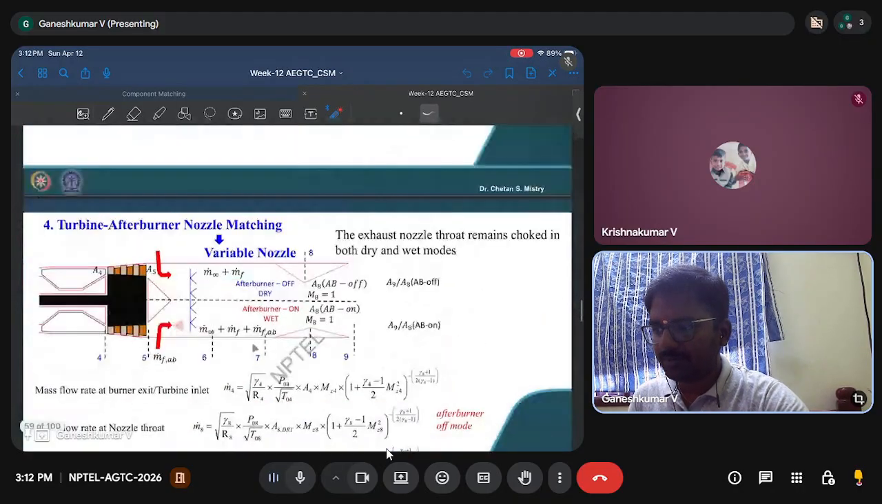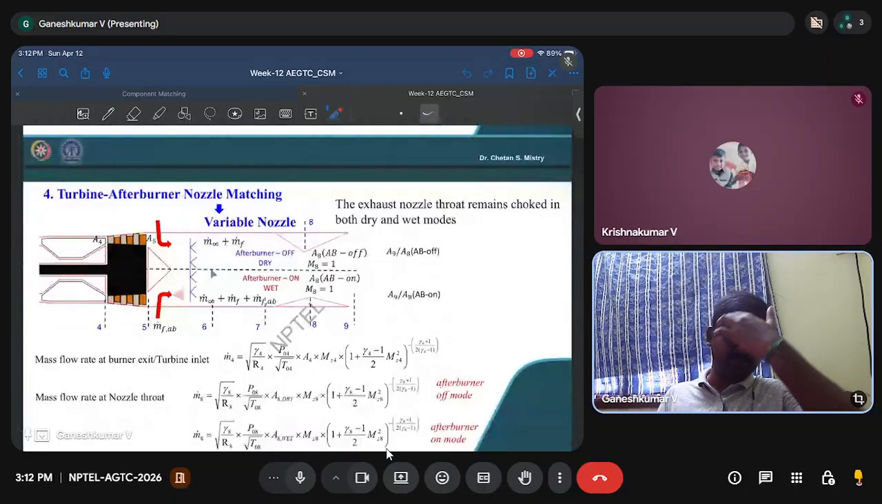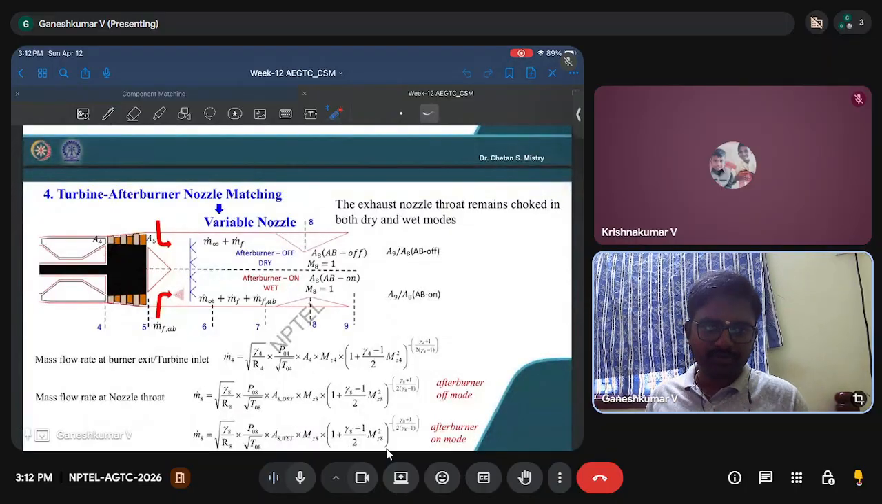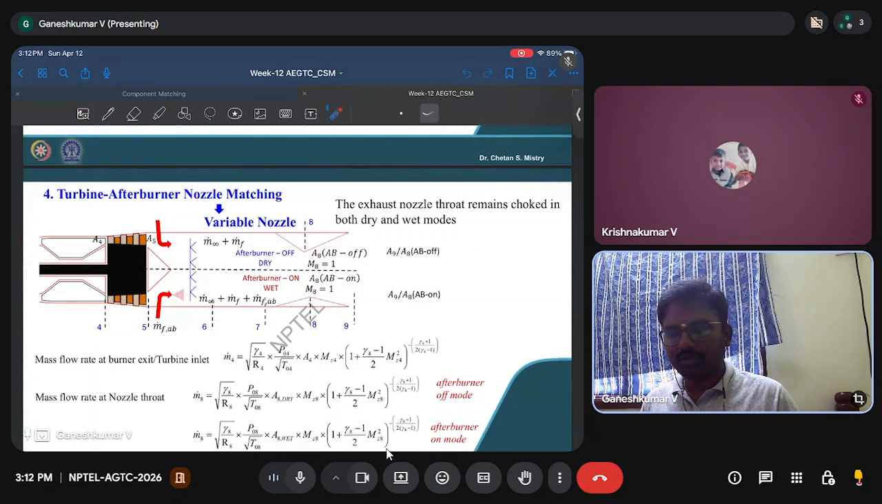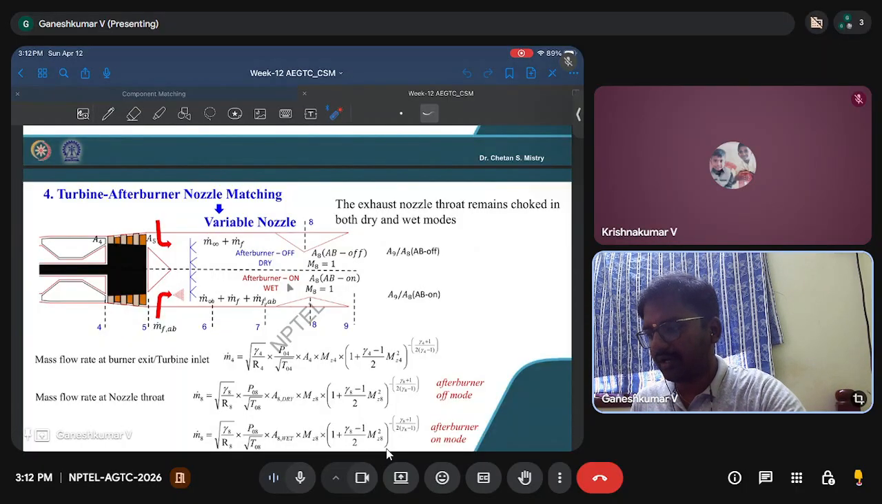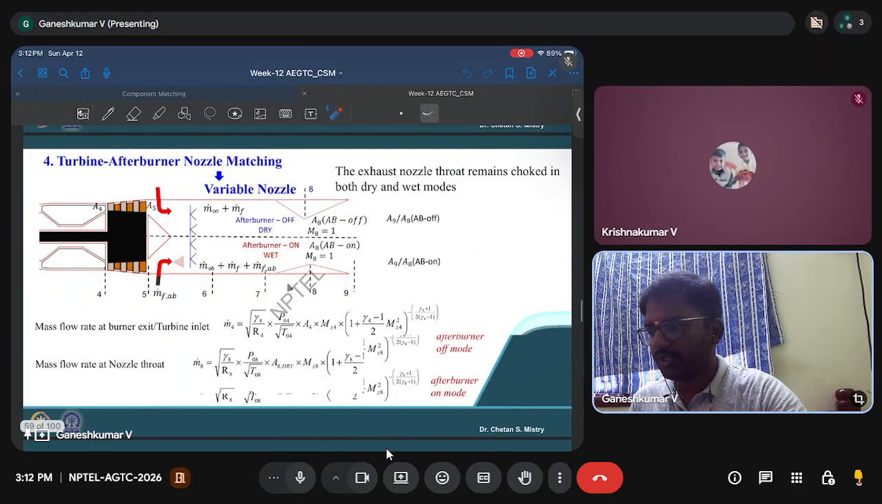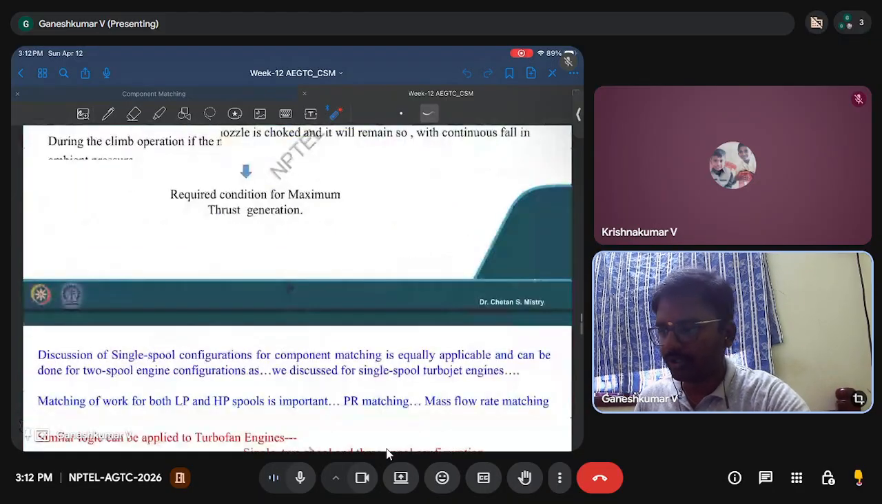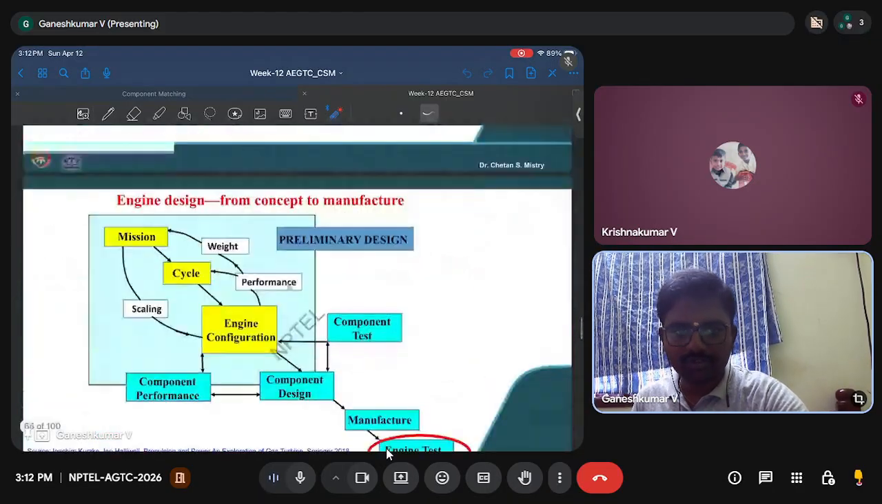And if you have an afterburner, then you additionally have the afterburner as a component, and therefore you should match the afterburner nozzle and turbine afterburner matching. So that is also something we will have to do. In today's problem, I'm not going into afterburner, but you can always do it.